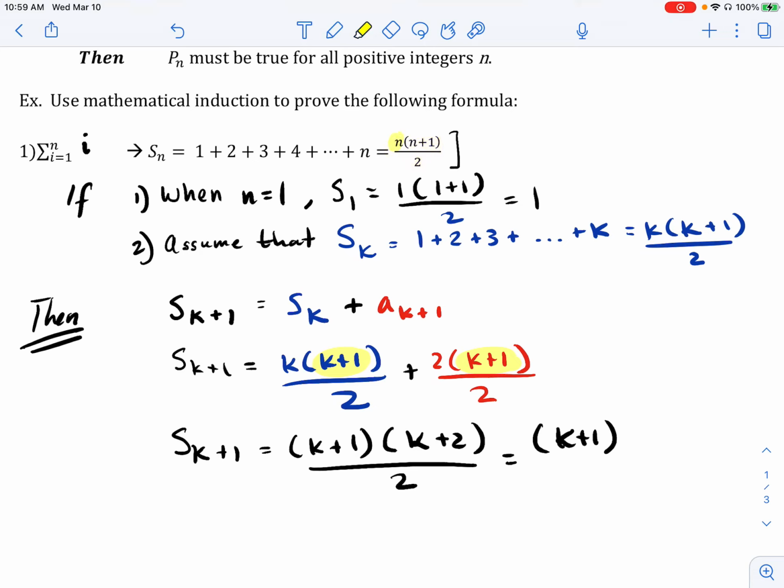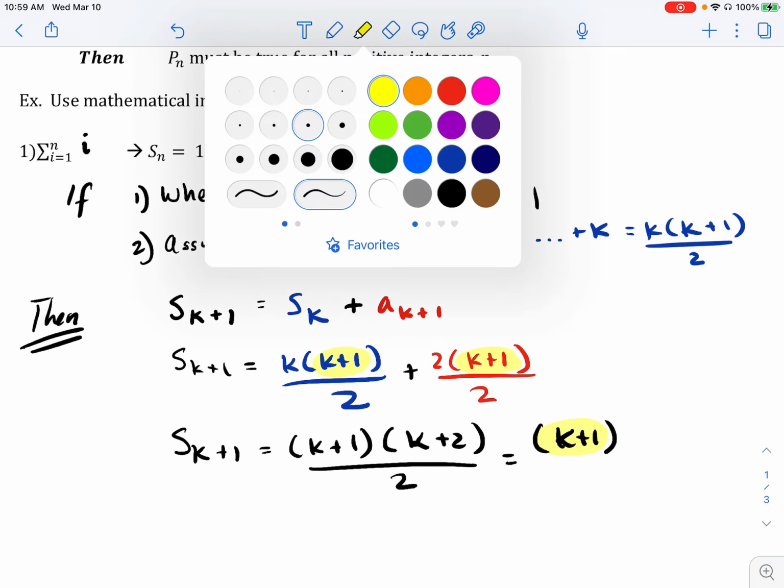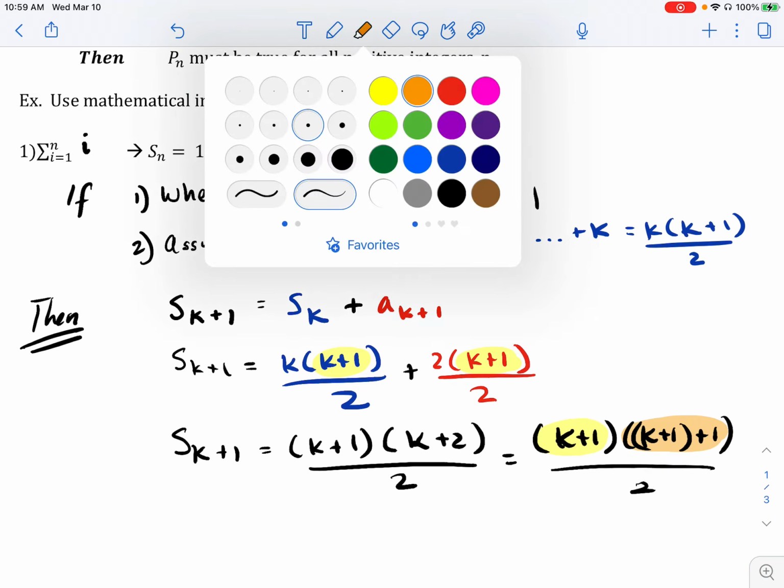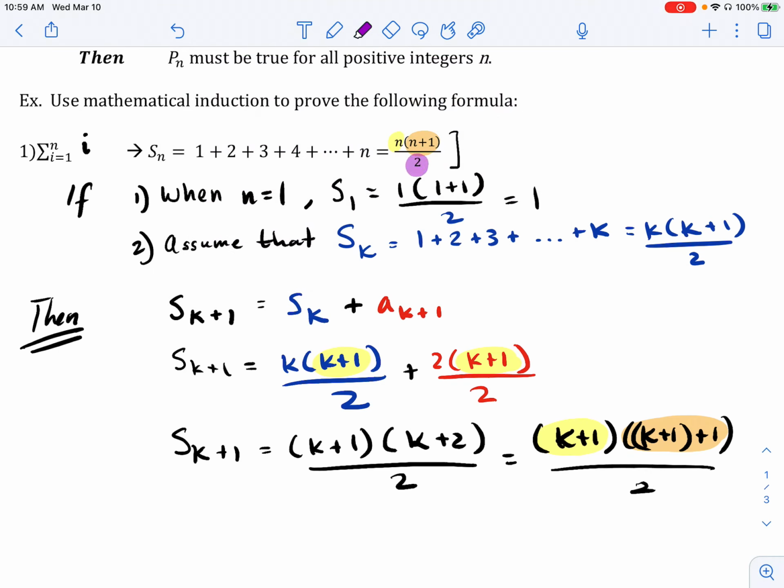So n is equal to k plus 1, so there's that. Next color, n plus 1 has to then be k plus 1 plus 1. There's our n plus 1. And all of this has to be over 2. That has to be over 2.